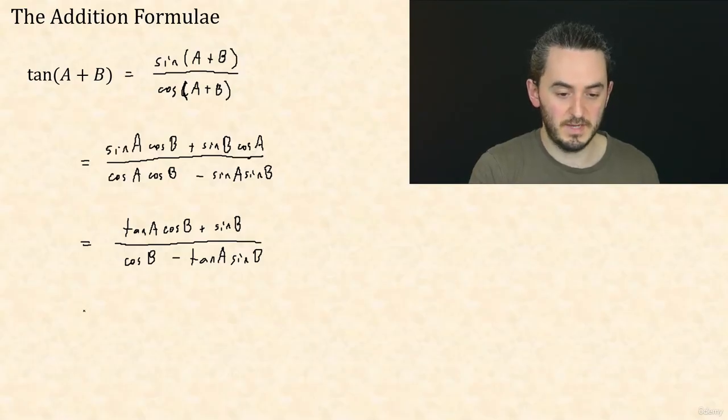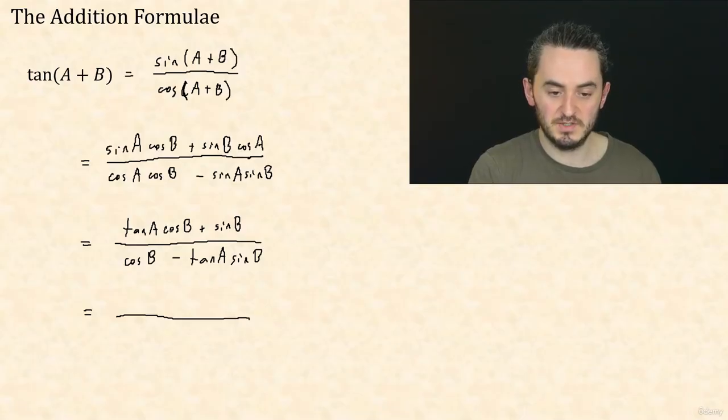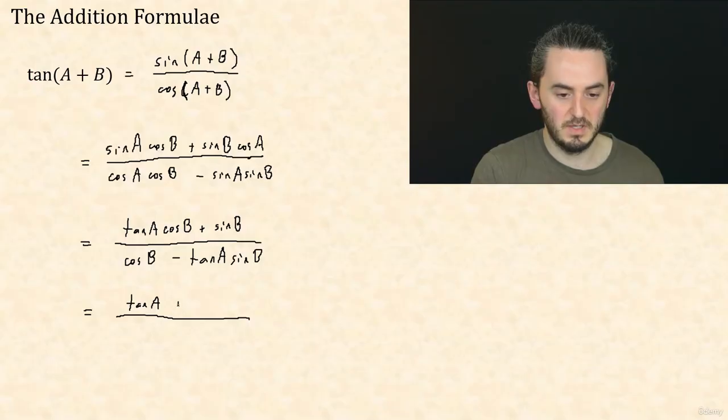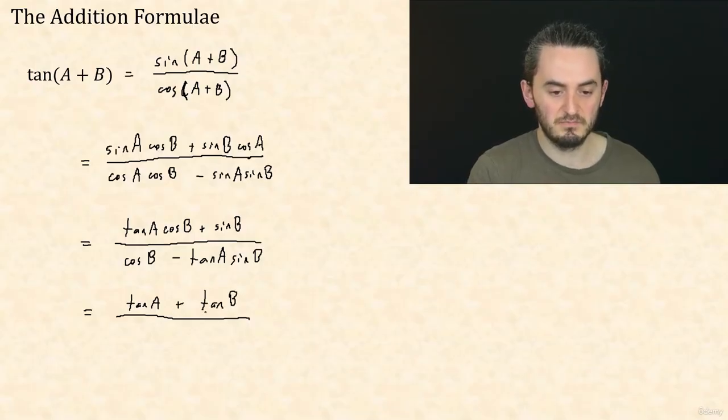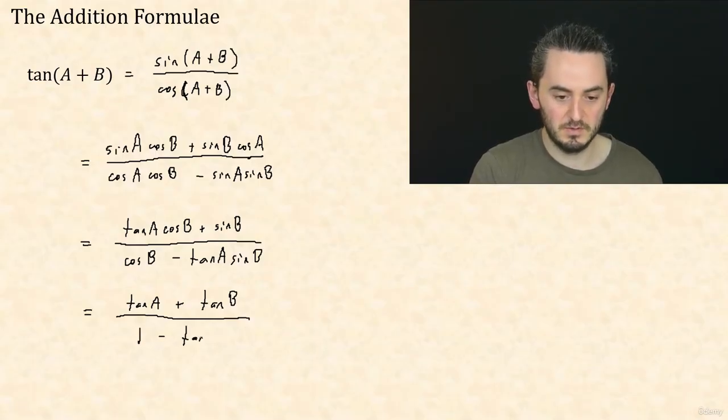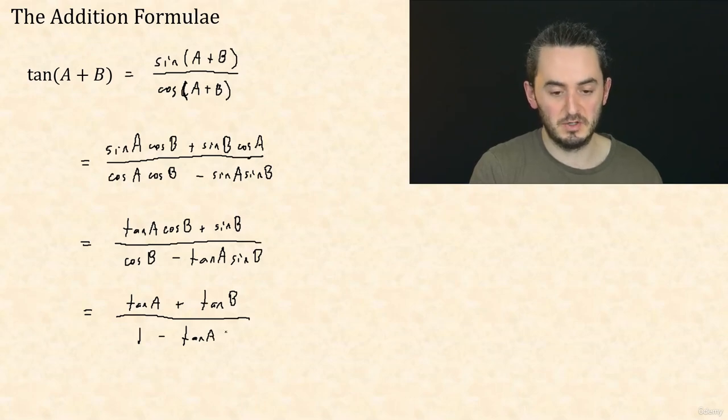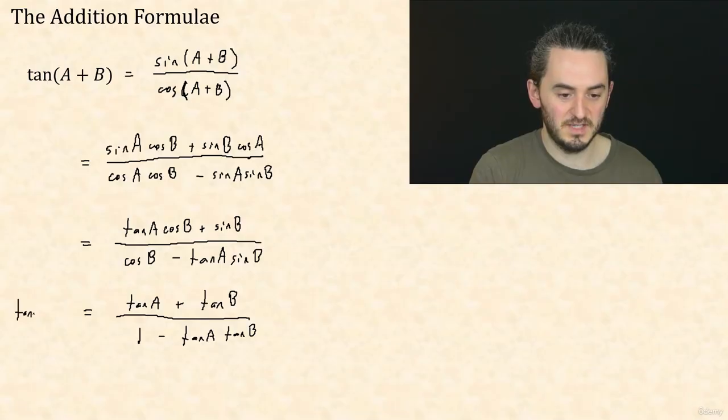And the final step is we then divide through by cos B. Again, every single term gets divided by cos B. So it's going to disappear from this term, leaving me with just tan A. And then sine B divided by cos B is tan B. When I divide by cos B, that's just 1. And then I've still got my tan A from before. And sine B divided by cos B is tan B. So that, ladies and gentlemen, is tan of A plus B.